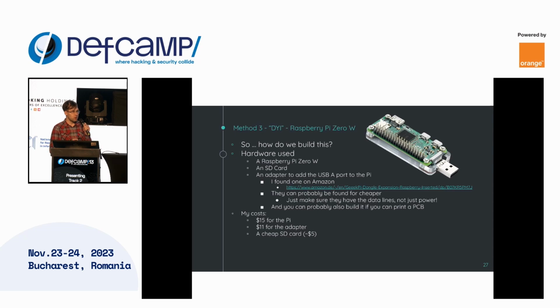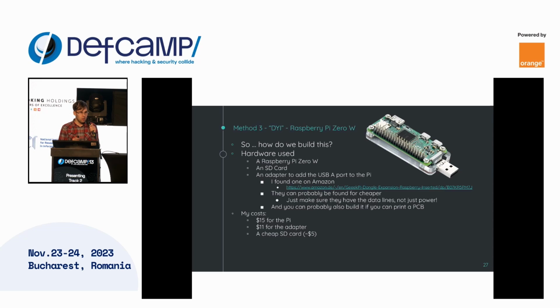I found cheaper ones that also had a lower profile, so you were actually able to hide it easier or to make it stealthy and covert. And if you are into that, you can print your own PCB. You can make that board yourself. It's just a few traces going into the USB data lines and power lines. It's simple. You can find the schematics online.